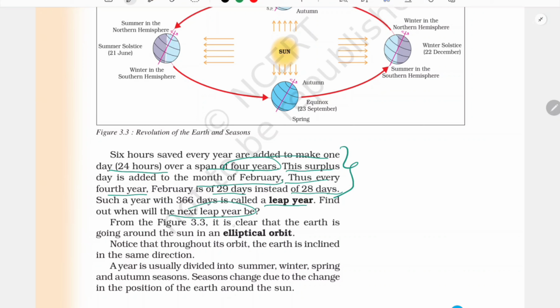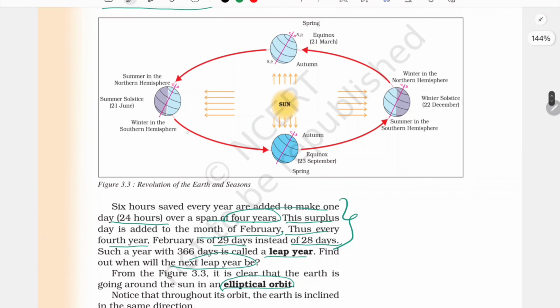Okay, so from figure 3.3 it is clear that the earth is going around the sun in an elliptical orbit. See, what is an elliptical orbit? This shape here, just like an egg. See this shape, this red portion, this is the orbit where the earth is revolving around the sun, and this orbital line is named an elliptical orbit because of its shape, and because of this only there is a change of season.